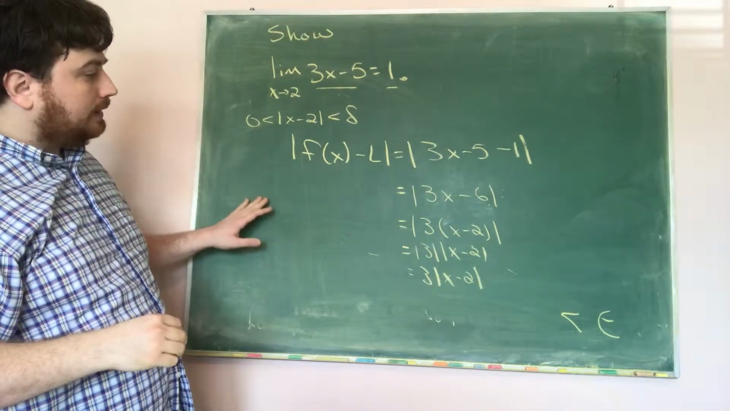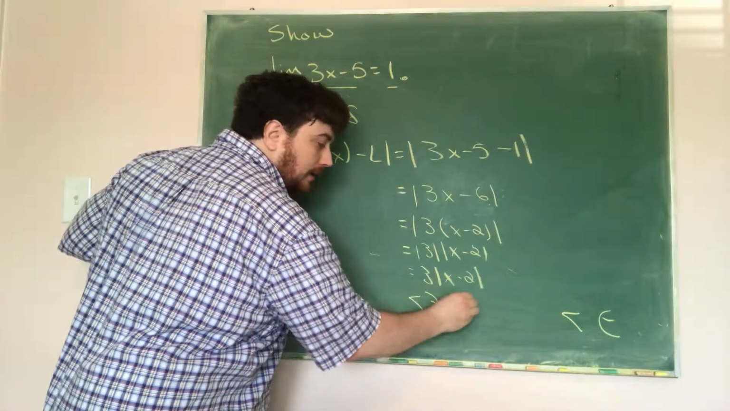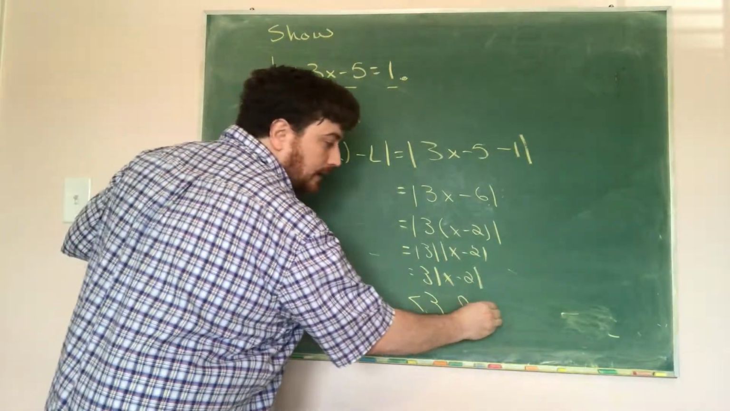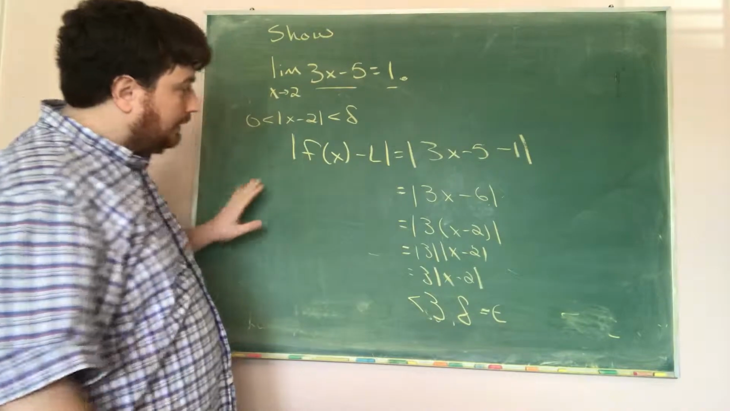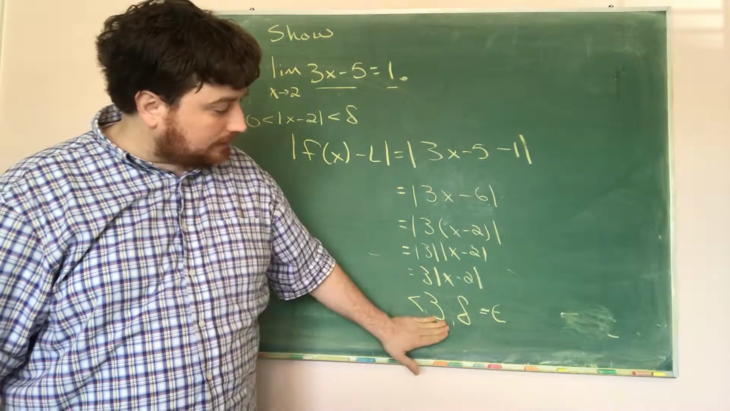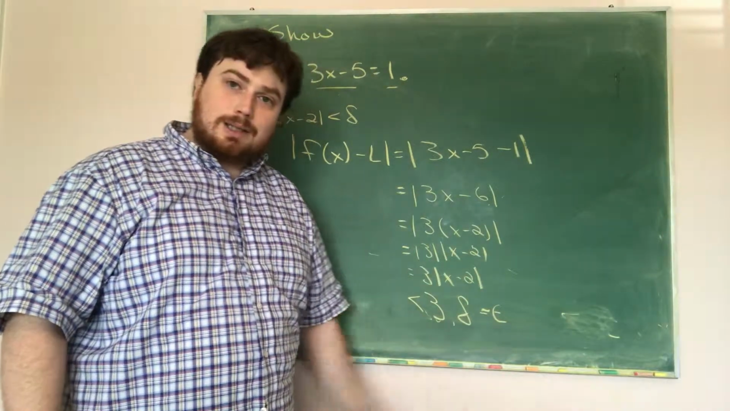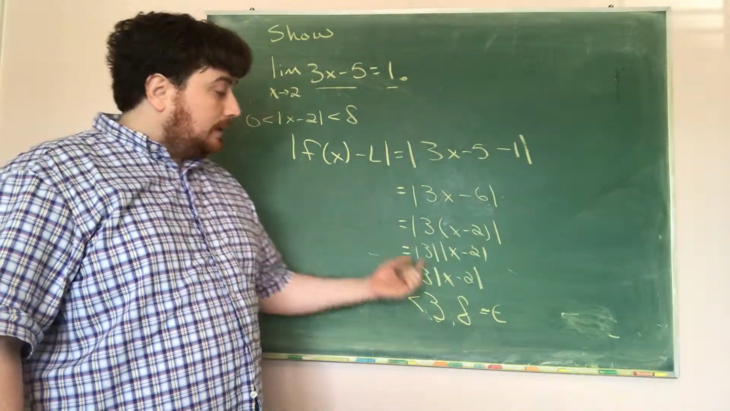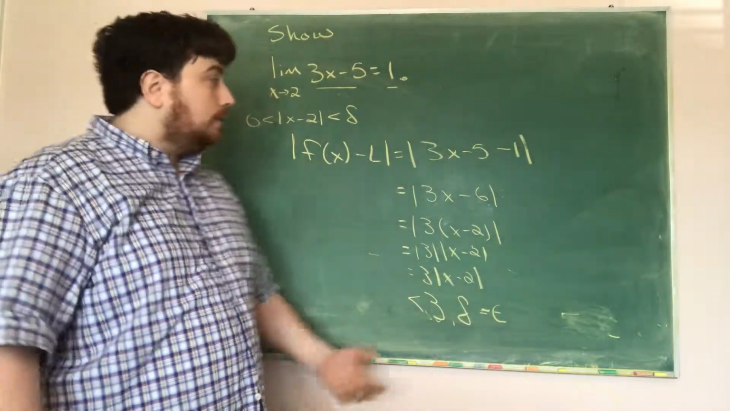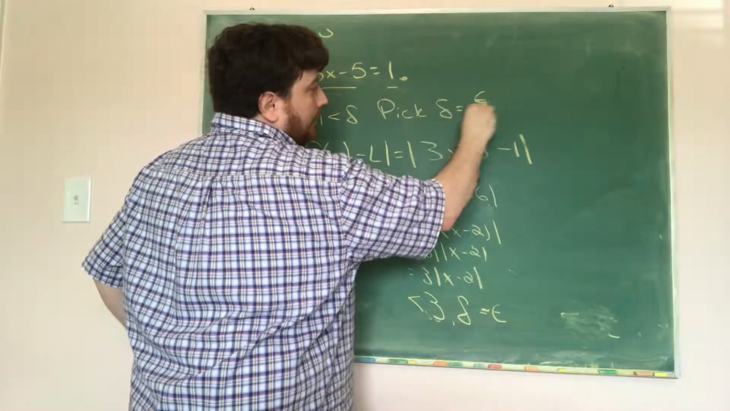So now if I'm looking at this, 3 times |x minus 2| I can assume is less than 3 times delta. And since I have a less than here, all I need is that if this is equal to epsilon, then I get |f(x) minus L| is strictly less than this, which is equal to this. Therefore, by transitivity, |f(x) minus L| is less than epsilon. And what I need to do is choose my delta so that 3 delta would be equal to epsilon. So what I would do is just pick delta to be epsilon over 3.